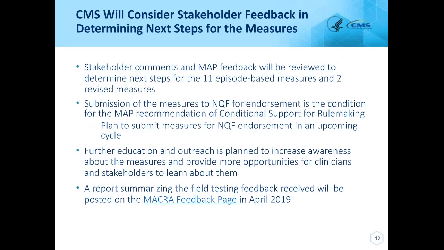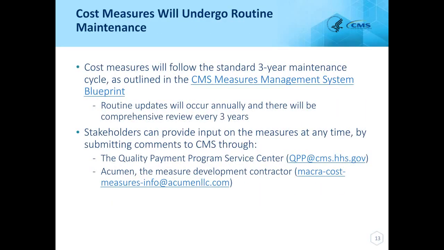We also intend to post a report of our field testing results in April, which will be accessible through the link provided here at the bottom of the slide and later in the presentation. Next slide, please. As with our other measures, these cost measures are intended to undergo a standard 3-year maintenance cycle. What that means is that even though we'll be finalizing the specifications this year, we fully intend to be reevaluating those measures over the next 3 years.